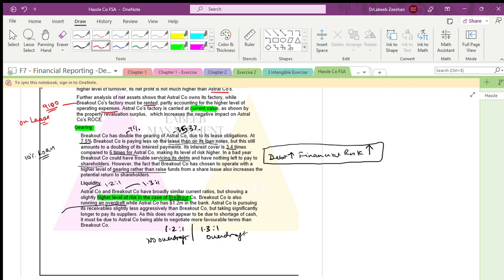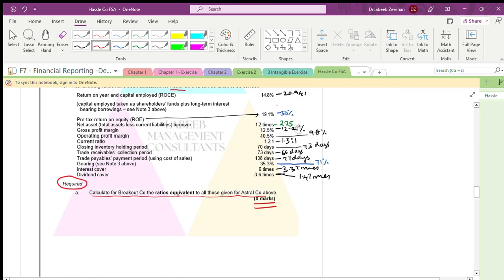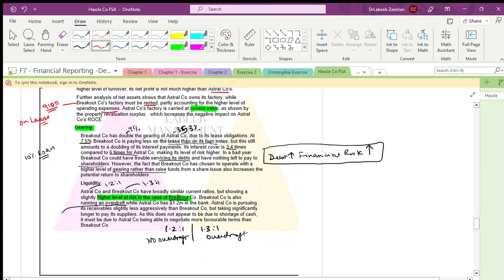Now, Astral is pursuing receivables slightly less aggressively than Breakout. How much is the receivables? Receivables is 73 days and 66 days. Astral is less aggressive. Where is that in receivables? Astral is how much? 66 days. Here how many days? 76 days, Breakout. As this does not appear due to shortage of cash, Astral is able to negotiate more favorable terms than Breakout. Okay, see, this is how it has to be worked out.